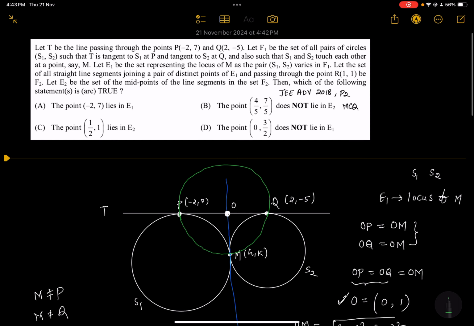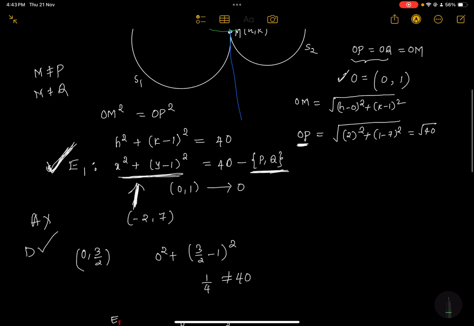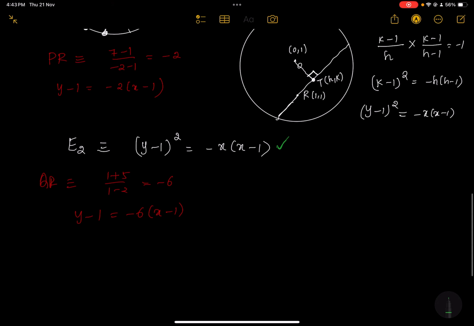Option B, (4/5, 7/5) does not lie in E2. So let us substitute 4/5 and 7/5 in E2. (7/5 minus 1) whole square is equal to minus 4/5 into (4/5 minus 1). LHS will be (2/5) whole square, so 4/25. RHS will be minus 4/5 into minus 1/5, so this is also 4/25.